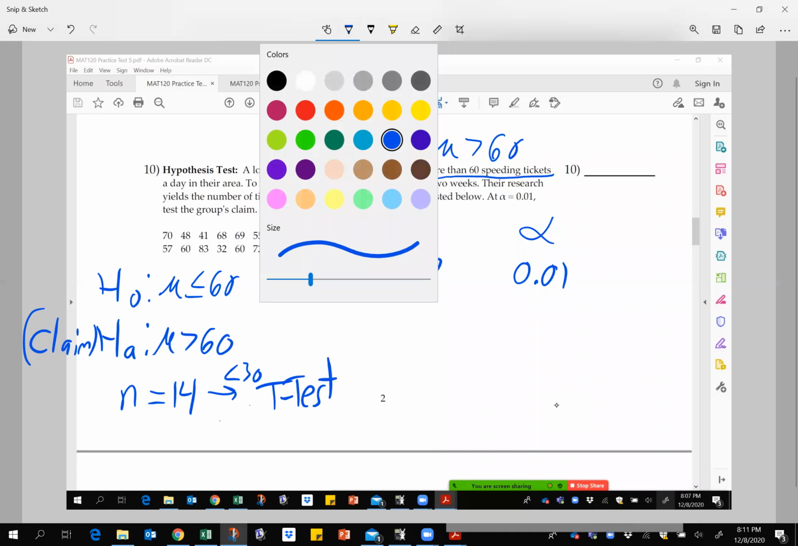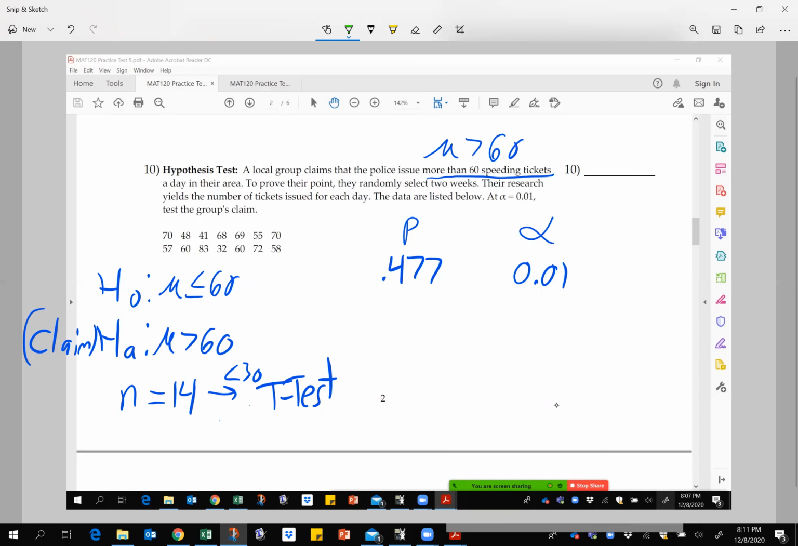We're now ready to make our conclusion. Comparing these two numbers, 0.477 is greater than 0.01. So we're in the case where P is greater than alpha. So the decision should be to fail to reject the null. So fail to reject the null. We can write our conclusion.